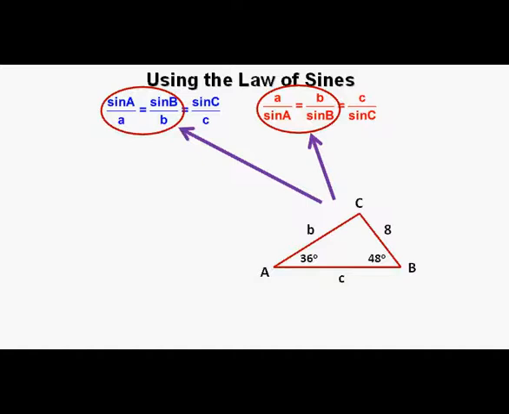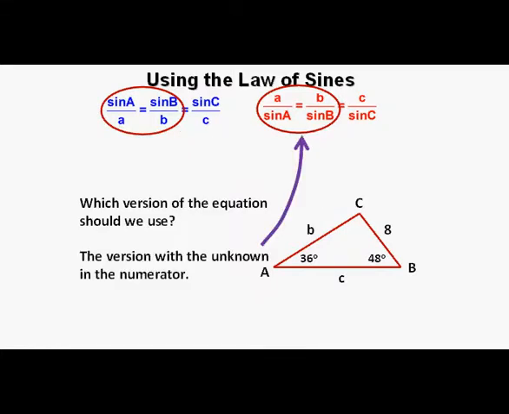Angle A is 36 degrees, angle B is 48 degrees, and side a is 8 units in length. We have in this triangle enough information to create an equation with one unknown, and these would be the sine to length relationship of an angle with sides a and b. And our unknown will be side b because we know everything else we need. Which version of the equation should we use? We could use either version, the one on the left or the one on the right, but this one in red on the right might be a little easier with our unknown in the numerator.